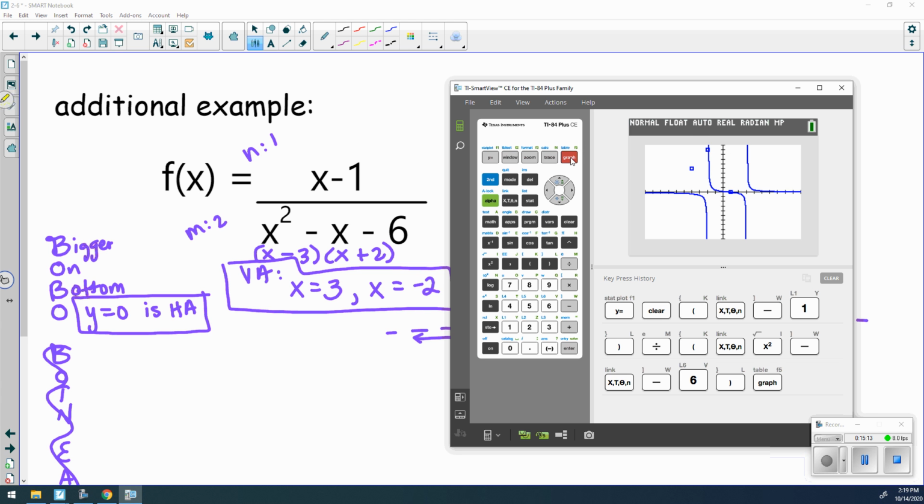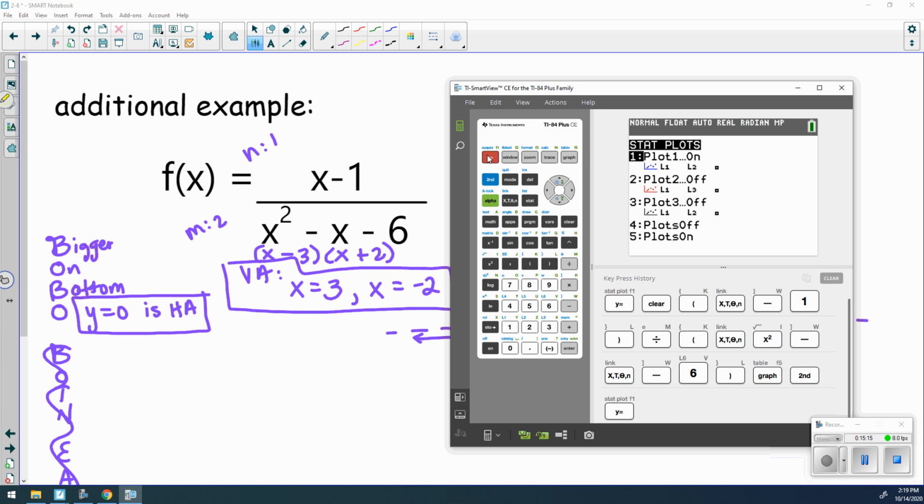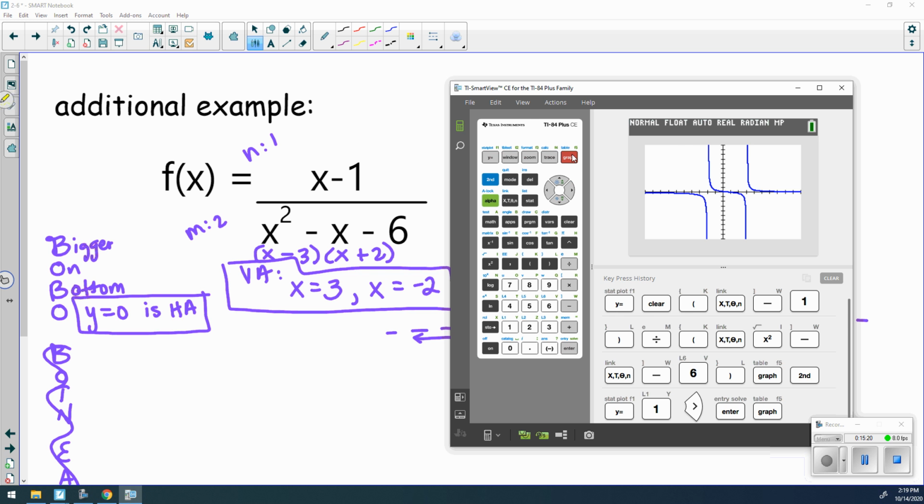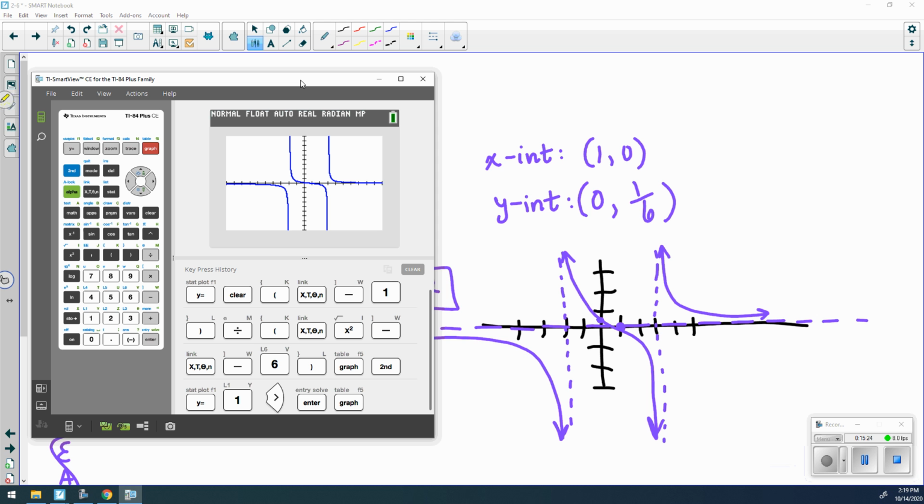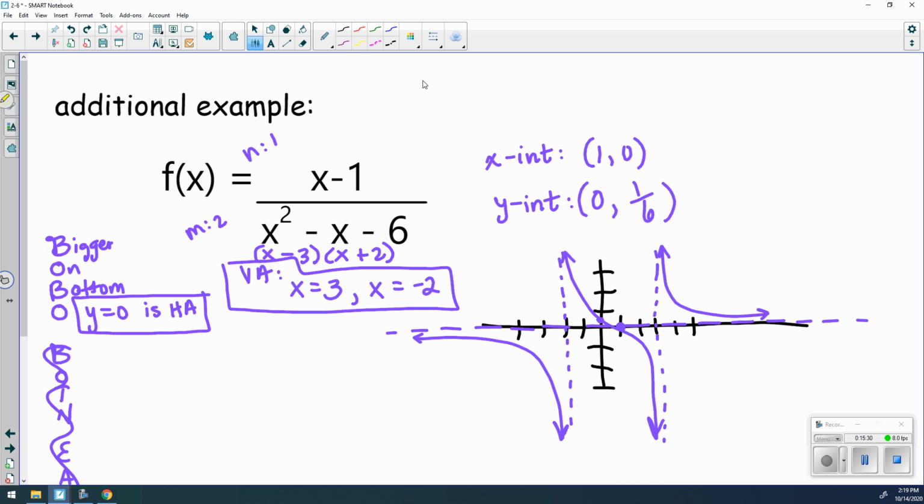That's exactly what I thought. So I'm going to turn my scatter plot off. No need for that today. And here's my graph, and that is pretty close to what I estimated. All right, we can write all sorts of limit statements. I guess I could write 6 limit statements. I'm going to stop now.